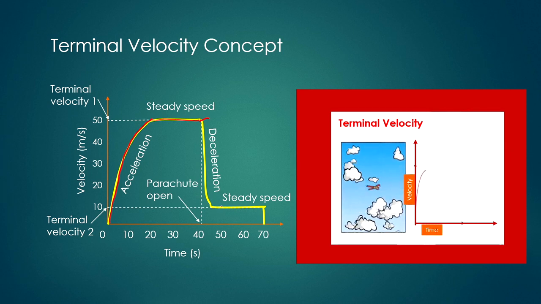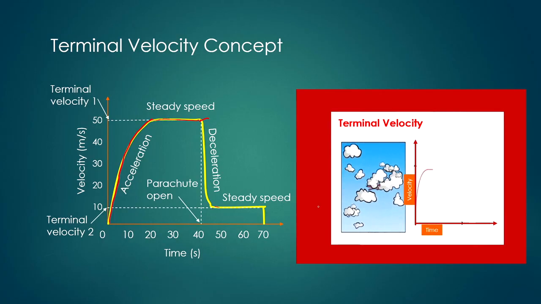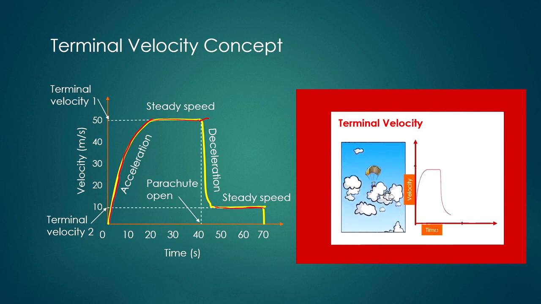Now at a certain time this deceleration will come to zero. That means he will gain steady speed again, and this steady speed will again be called a terminal velocity. That means he will fall down with that terminal velocity again. So what happened: initially he will gain acceleration, and after a certain time he will get a constant velocity. That constant velocity will be called terminal velocity.